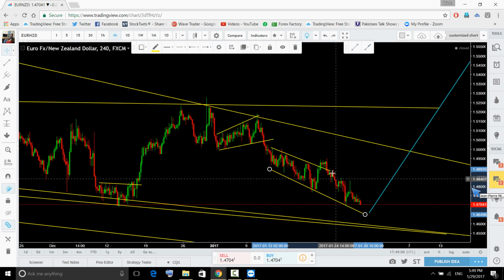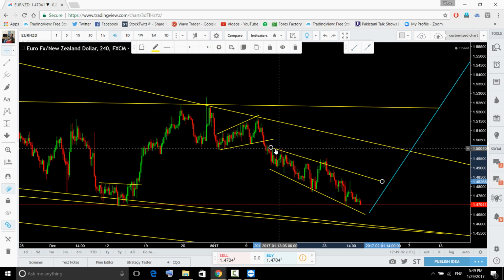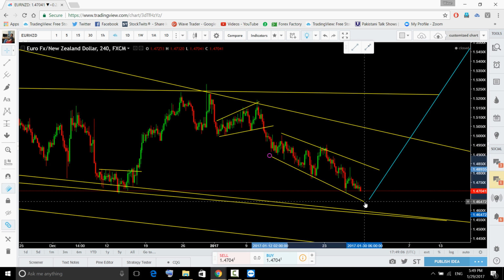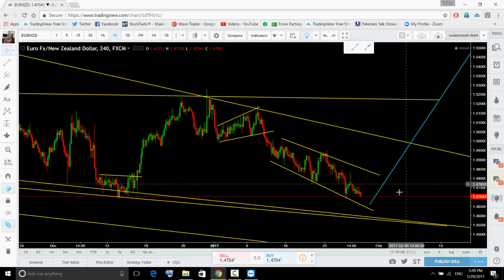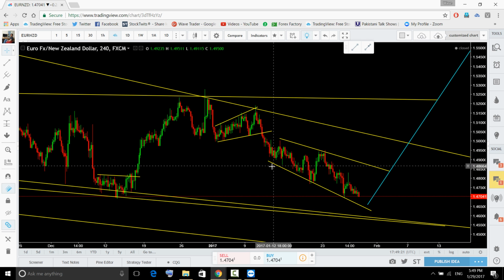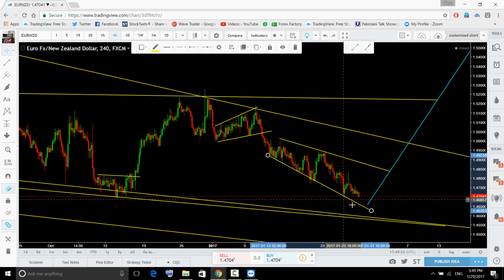You can see price came close to the bottom trend line and did not continue to the upside. Now you can look for a buy to the upside. This is what I was saying to you in the last session.